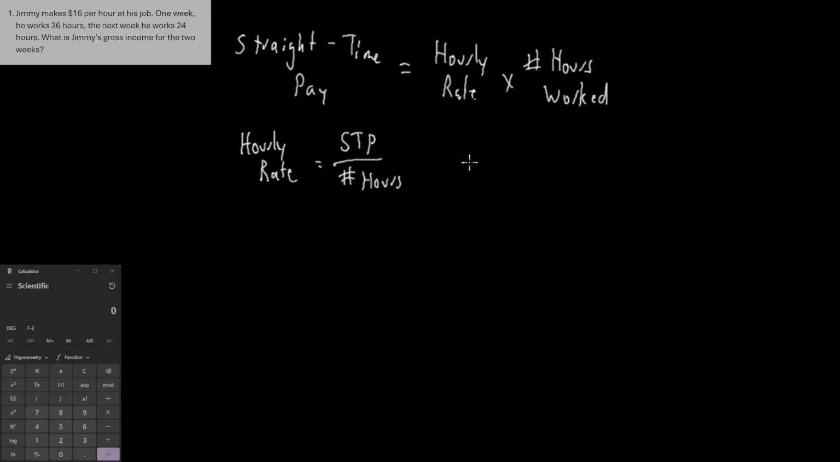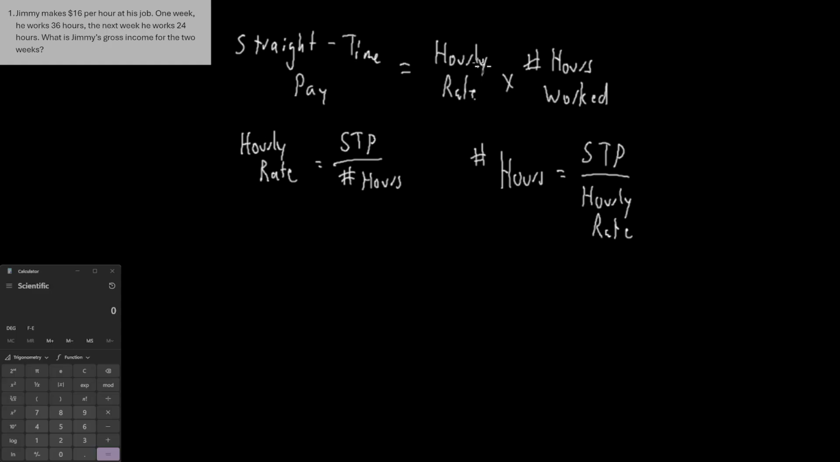If you want to know how many hours you need to work, let's say you know your hourly rate and you're trying to figure out how much pay you want in that paycheck. If you want to know what the number of hours worked is, that will be equal to the straight time pay divided by the hourly rate. Right? And that's just kind of middle school algebra 1 stuff there.